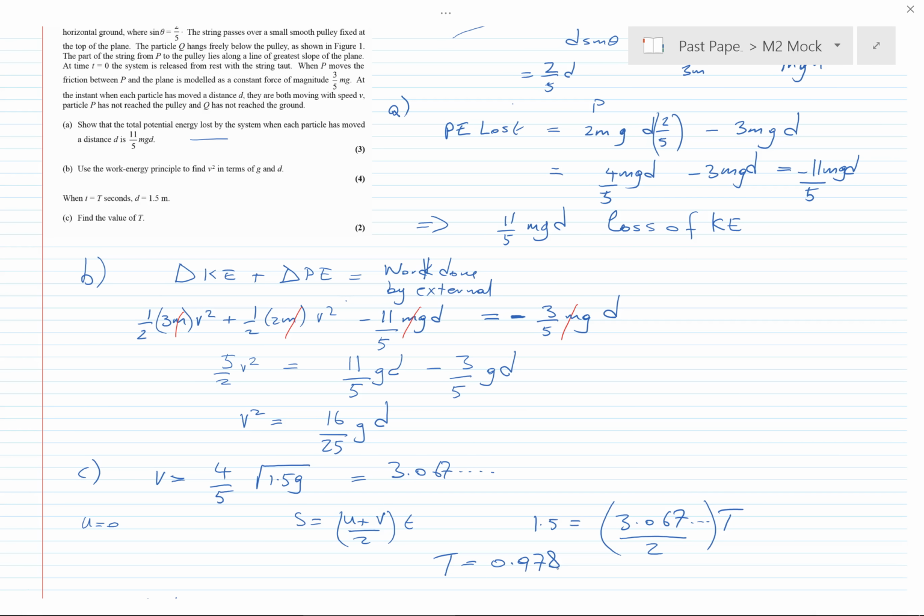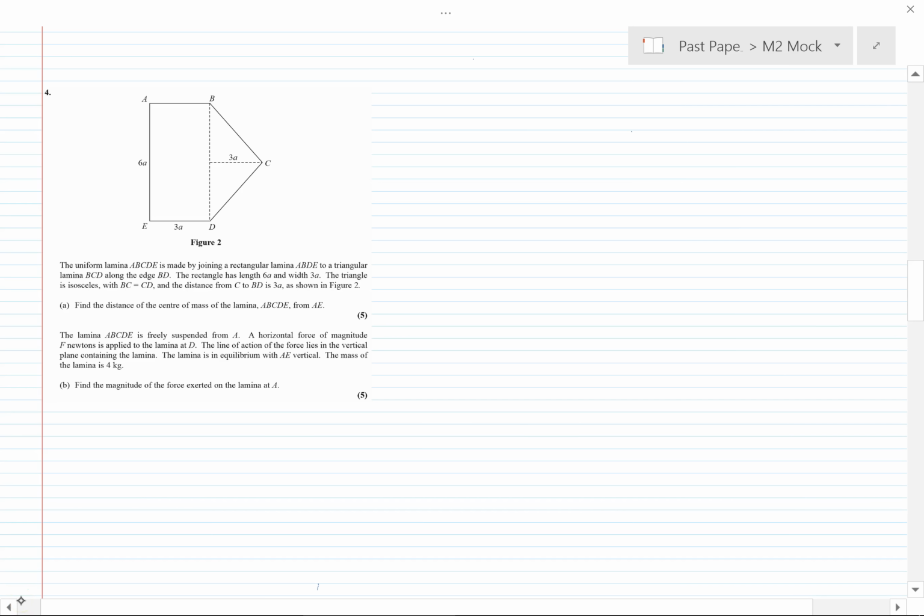Now let's look at the fourth question. Well, surely this first part is relatively straightforward. We've got a uniform lamina and we've got a rectangle and a triangle, so we've got a composite shape. Let's work out the ratio of the masses. I often like to, with these questions, work out the ratio of the masses, cancel that ratio down, and then put into an equation just to make it look a little bit neater.